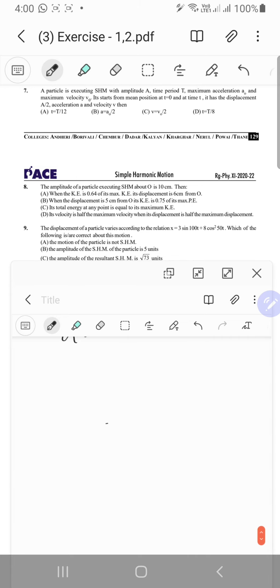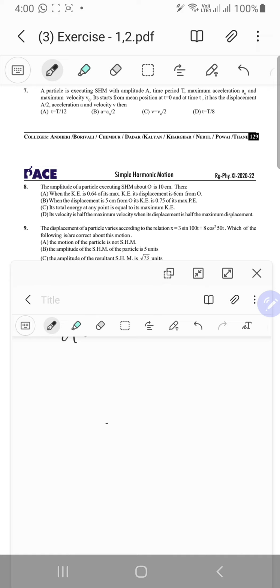A particle is executing SHM with amplitude A, time period capital T, maximum acceleration a naught, and maximum velocity v naught. Okay, it starts from mean position at t equals 0, and at time t it has the displacement A by 2, with acceleration a and velocity v. Then, I cannot believe they are still doing this. Okay, fine, we will find everything in that case.